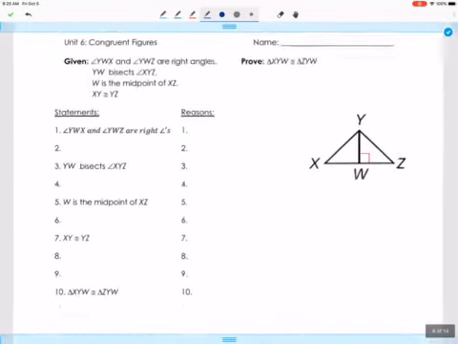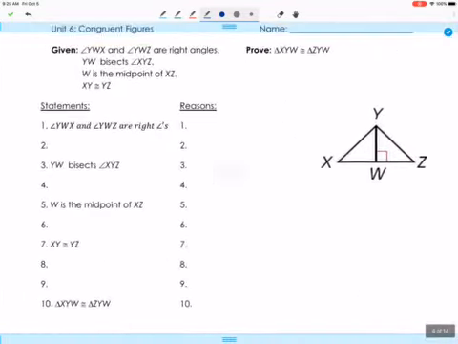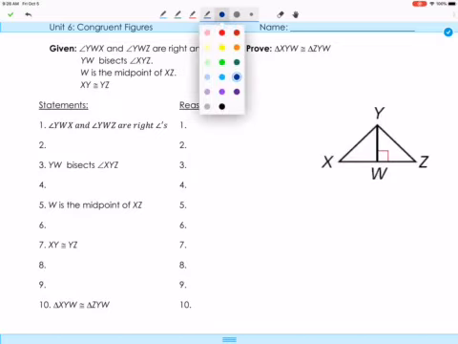All right, and then the last one. This one is kind of a little bit longer, a little bit more formal proof. Given all of this information at the top, they tell me that angle YWX and YWZ should both be right angles. YW bisects angle XYZ. W is the midpoint of XZ at the bottom, and then XY is the same as YZ. We're trying to show that the two triangles should be the same.